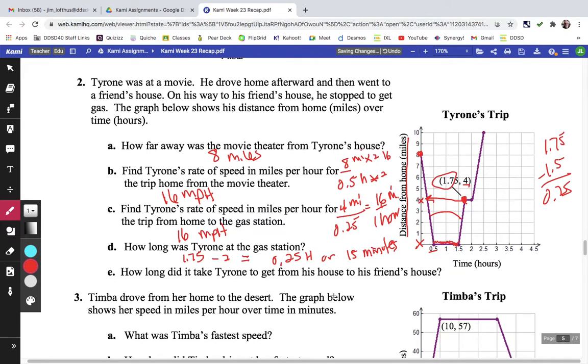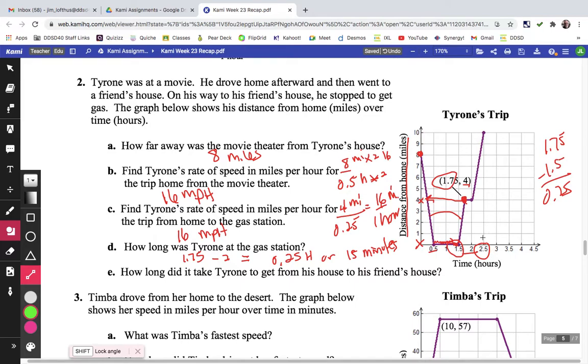And then how long did it take Tyrone to get from his house to his friend's house? So that's this 1.5 to the 2.5. And how do we know it's at 2.5? Because if we look up right here, that's going to tell us that he's arrived at his friend's house. That's the end of his story. So that's the finishing distance from home. So how long did it take? Whoops, it took 1 hour.